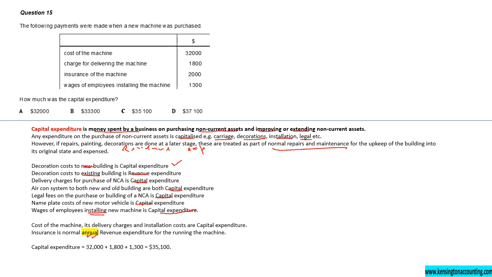So going back to our question here, the cost of machine is a capital expenditure. The delivery charges for the delivery of that particular machine is also a capital expenditure. Insurance is not. Insurance is a normal annual recurring expense, a revenue expenditure and not capital expenditure. Wages, because it talks about installing, it's part of the installation cost and it is considered a capital expenditure. Therefore, the answer is 32,000 plus 1,800 plus 1,300. The answer is 35,100. The answer is C.